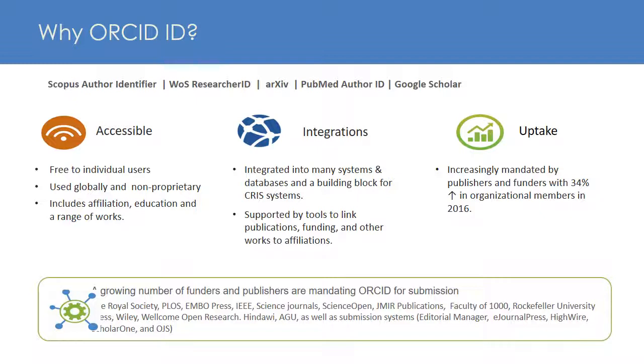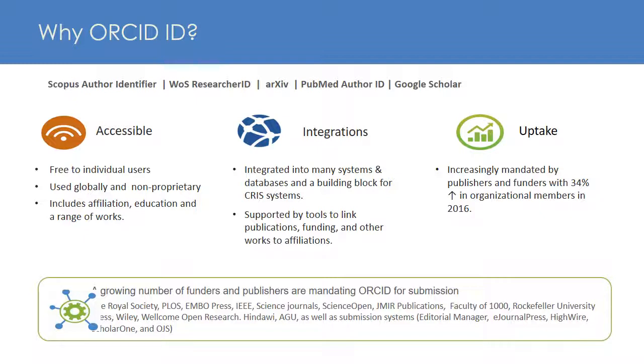Scopus Author Identifier, Web of Science Researcher ID, along with many others, including Google Scholar, can be integrated and linked to your ORCID ID so that your publications are automatically added to your ORCID profile and updated in a timely manner. Uptake: increasingly mandated by publishers and funders, an increase of 34% in organizational members in 2016.